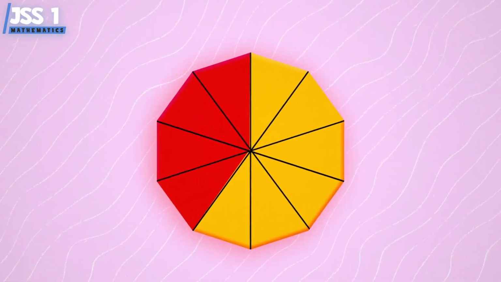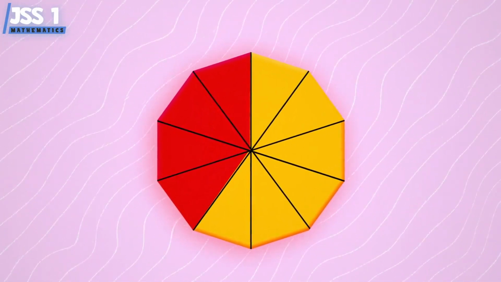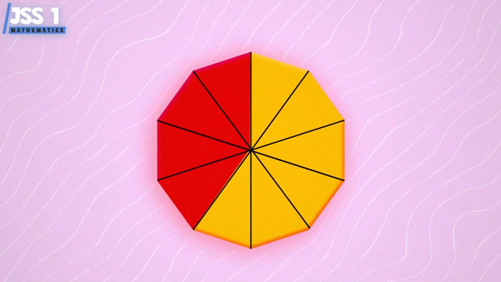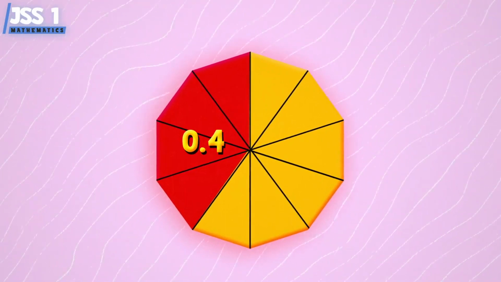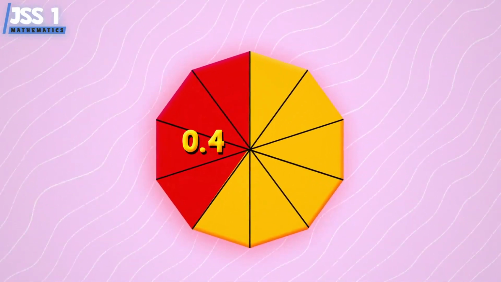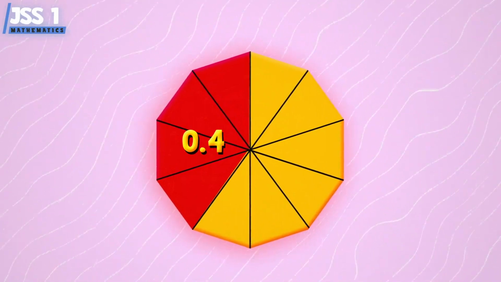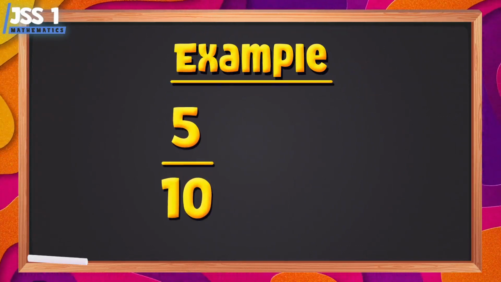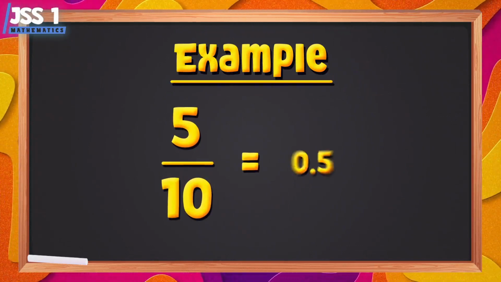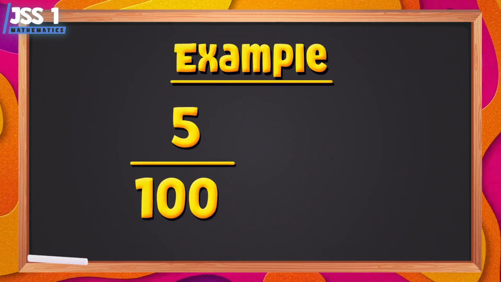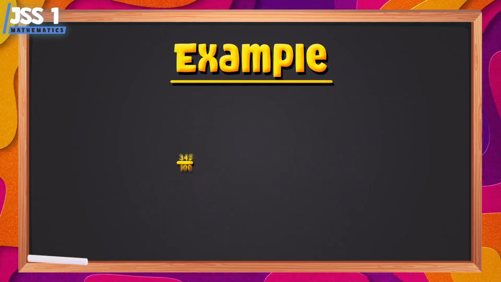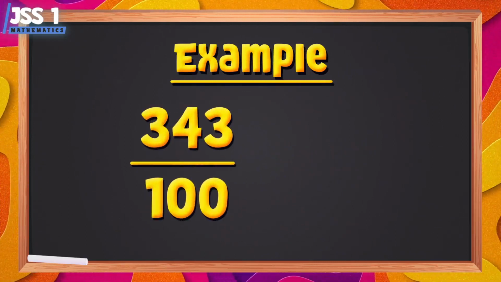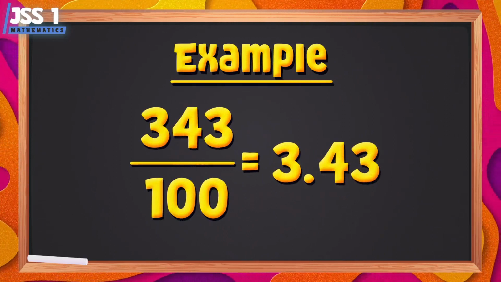However, when we want to write 4 as a part of a whole item, as a part of 10 items, we simply write it as 0.4. The point is used to separate the 0 and the 4, showing that that is a decimal. So other examples of decimals could be 5 over 10, which we would write as 0.5, 5 over 100, which we will write as 0.05, 343 over 100, which we would write as 3.43.